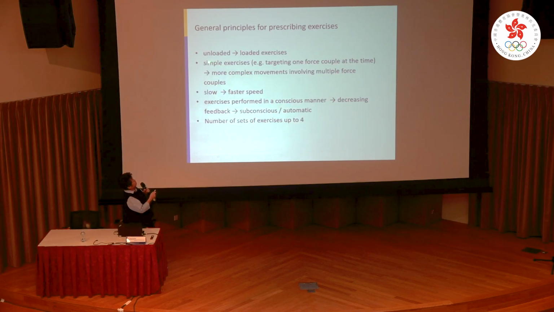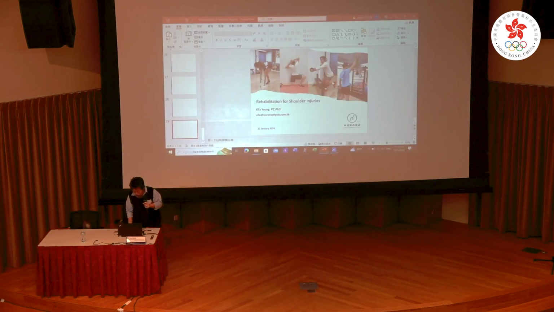General principles of how to progress the exercise. You start off with unloading, then you load it. Simple exercise with a single plane, and then you work at more complex movement. Start from slow, gradually to faster speed. You work the exercise in a conscious manner first and gradually decrease your feedback, and then it becomes an automatic thing. The number of sets of exercise is usually around 3 to 4 sets. Okay, so I want to finish this part.